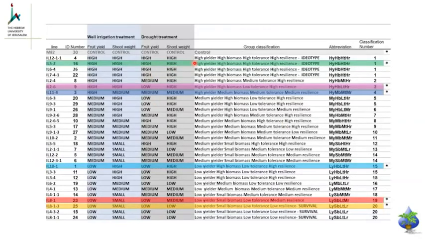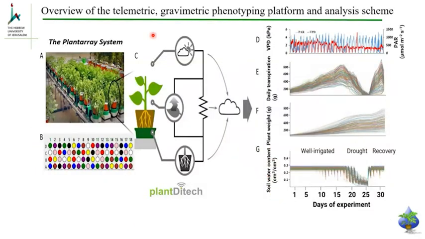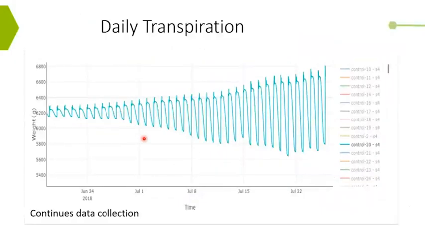So let's go back to our lines. So we chose these lines. We ran them on the PlantArray system. Let's look a bit at the raw data so you can see what we measure. This is the raw data of one plant through the whole experiment. You can intuitively see that the plant is growing with time. Let's focus a bit to see what exactly we see.